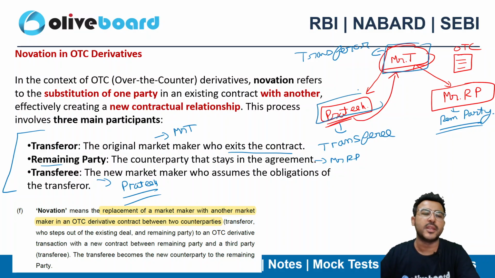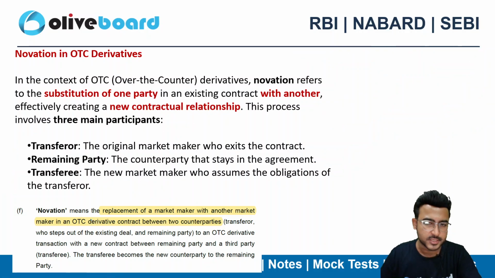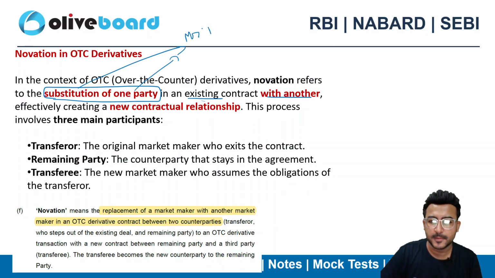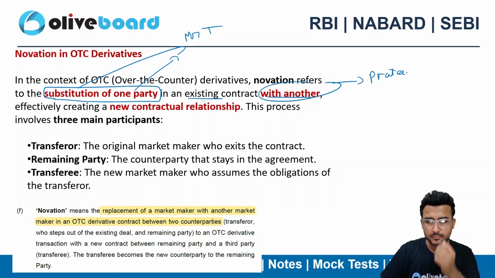This is nothing but a novation. So novation refers to the substitution of one party in an existing contract with another party. Substitution of which party? Here one party is Mr. T, substituted with another party. So the other party is me, right?